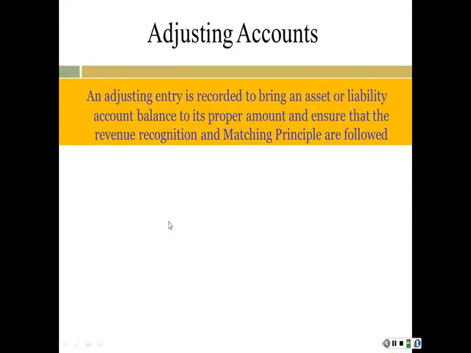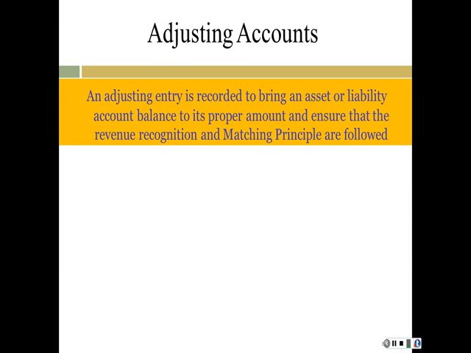Since GAAP requires us to follow the accrual basis of accounting and requires us to record revenues that we've earned and expenses that we've incurred, even though cash was not paid or received, some of the accounts as a result are not at their proper balances, and some accounts need to be recorded which are not recorded. So as a result, we have to adjust the balances of certain accounts so that we adhere to the accrual basis of accounting.